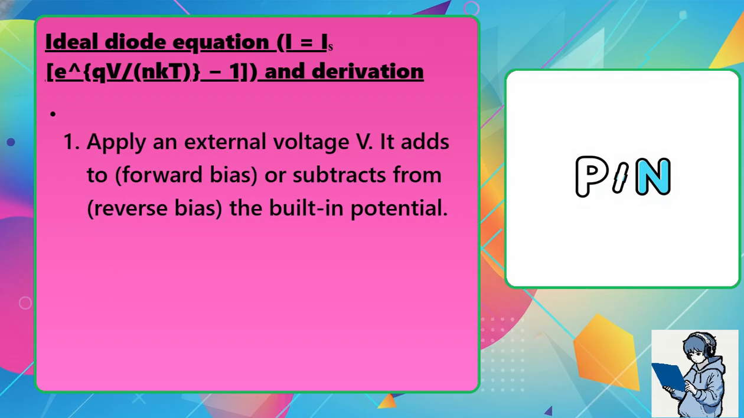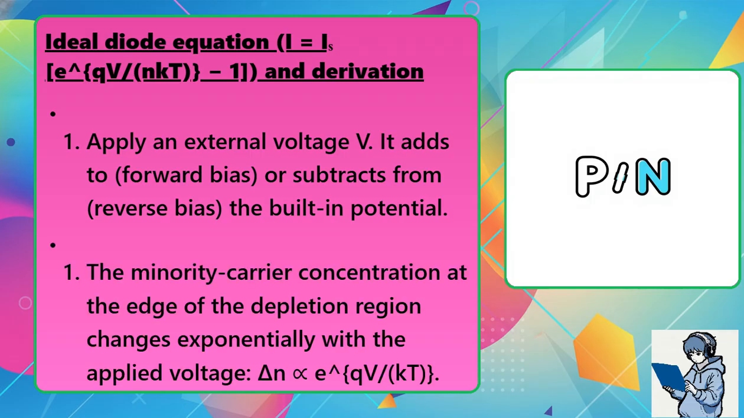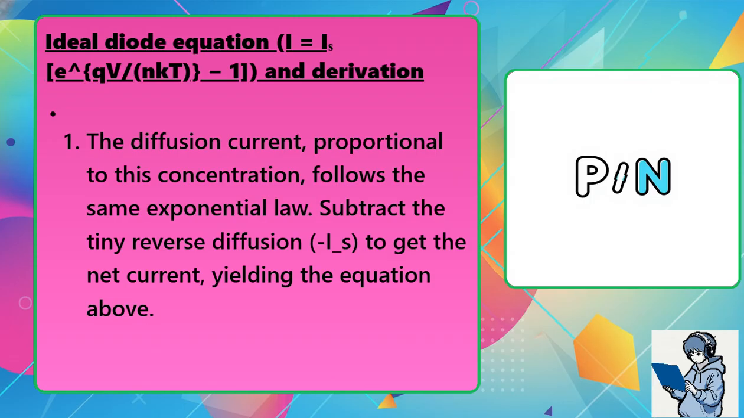Step 2. Apply an external voltage V. It adds to forward bias or subtracts from reverse bias the built-in potential. Step 3. The minority carrier concentration at the edge of the depletion region changes exponentially with the applied voltage. Delta n is proportional to e^(qV/kT). Step 4. The diffusion current, proportional to this concentration, follows the same exponential law. Subtract the tiny reverse diffusion, negative I_S, to get the net current, yielding the equation above.